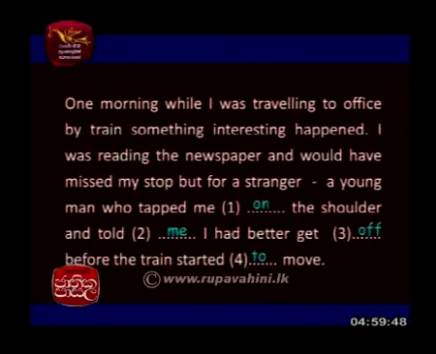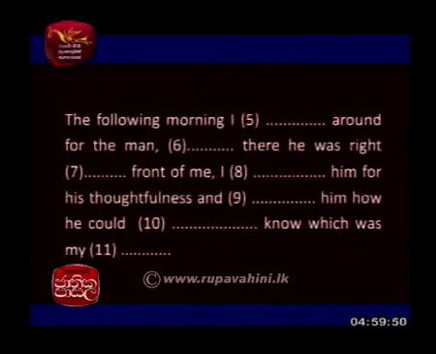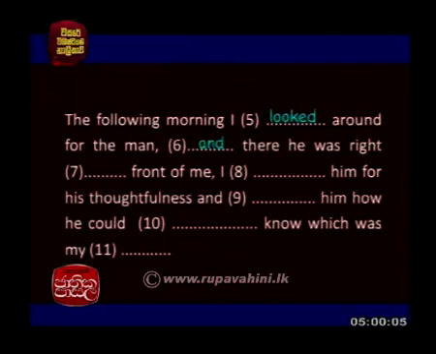The following morning, I looked round for the man. I looked round for the man, and then conjunction. You join the two sentences. And there he was right in front of me. You know the word that the preposition should go in front of me.